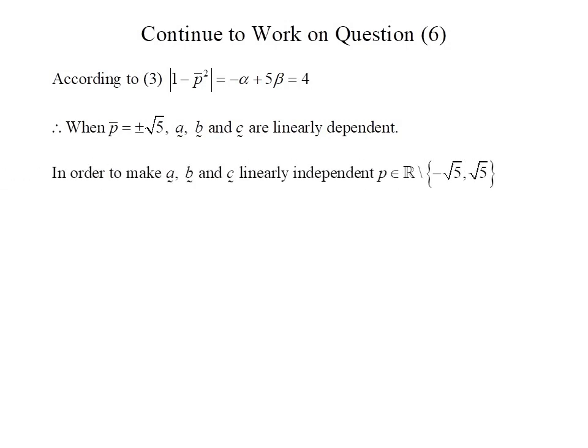Hence, to make vectors A, B, and C linearly independent, p can be any real number except negative square root 5 or square root 5.